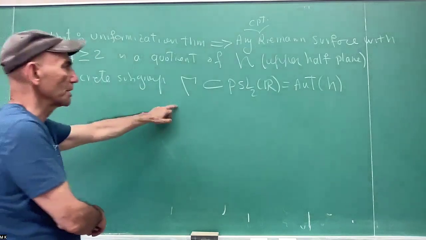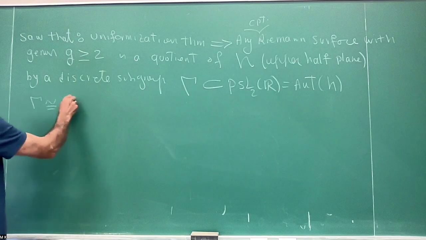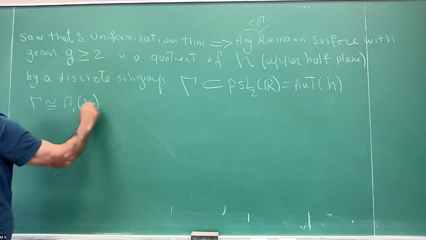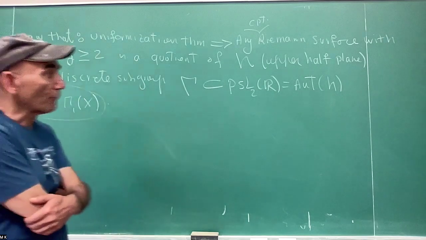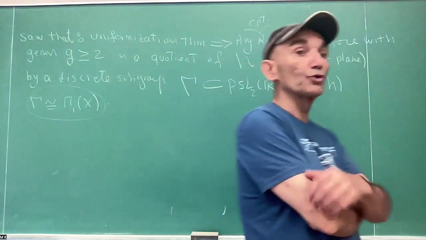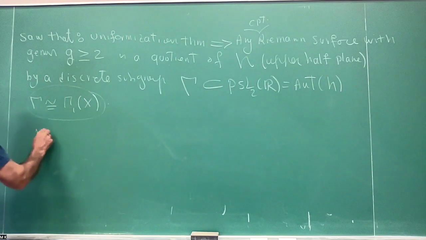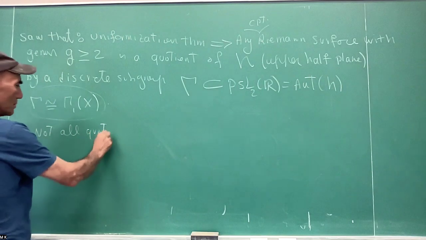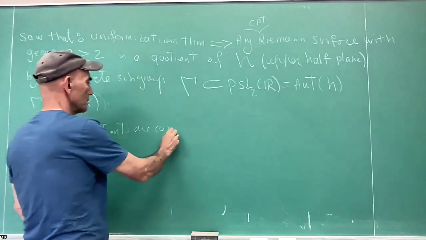Of course, gamma is isomorphic to pi1 of your Riemann surface. Of course, not all discrete quotients are compact, right? We should be aware of that. Not all quotients are compact.